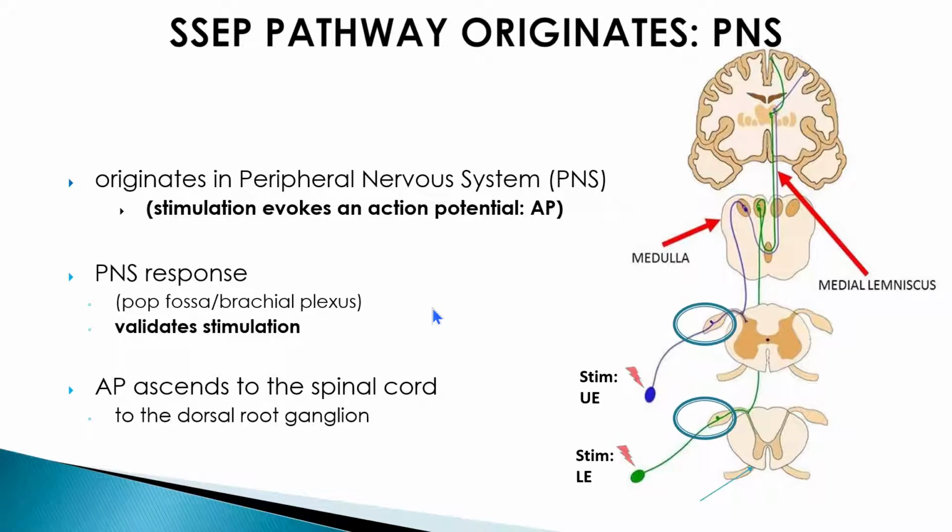But one of the main things is to validate stimulation. So if you start seeing changes in your data, but this peripheral response does not change, then you know everything out here, machine-wise, is working correctly. And then you can quickly go to other things to try to troubleshoot.